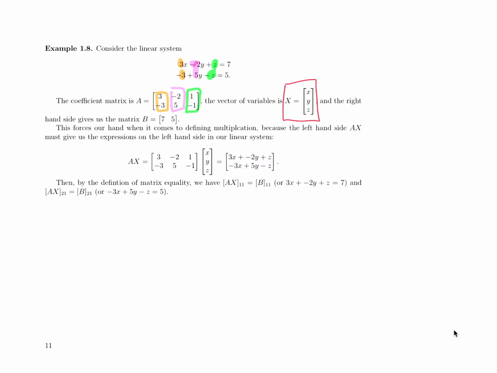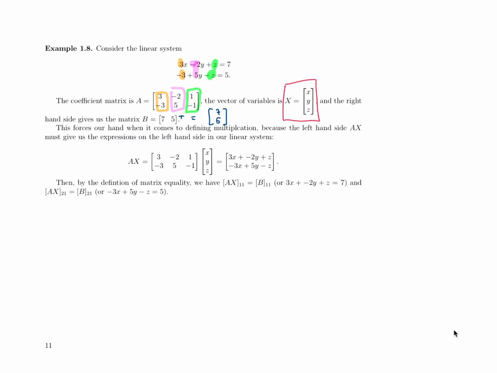And the right-hand side gives us the matrix B, which I have almost written correctly, but you'll notice that I need a little transpose here, because that's supposed to be a column vector. So B should be the column vector 7, 5. Okay. Now, I want to figure out how I multiply A and X, these matrices, to get a little matrix that's got the left-hand side of my linear system in it. And so let's take a look at what we're actually doing here.